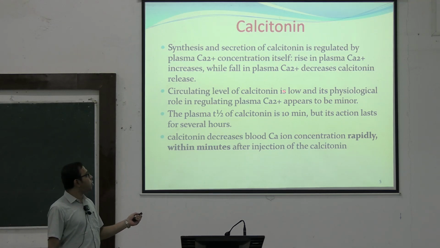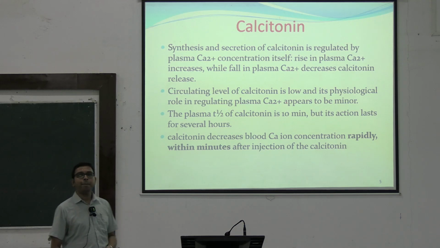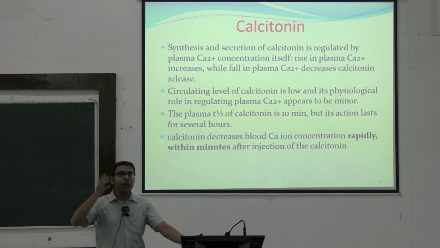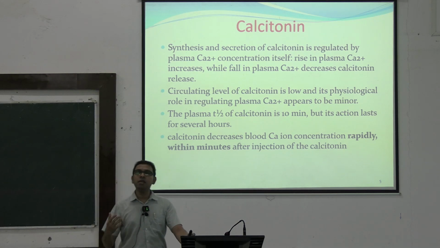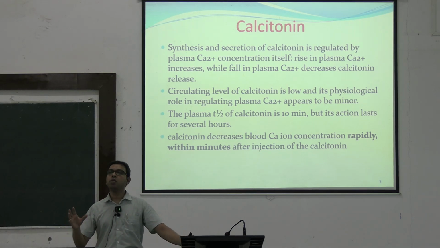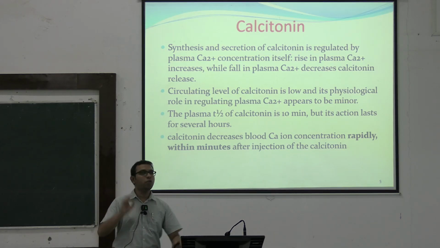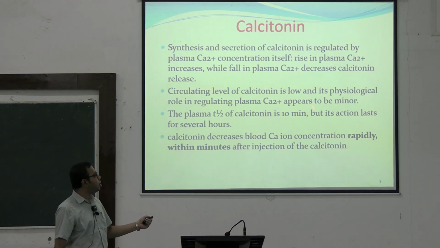Circulating levels of calcitonin are low, and its physiological role in regulating plasma calcium appears to be minor. Only when there is severe hypercalcemia do the actions of calcitonin become florid. When there is a very high calcium level, calcitonin secretion becomes more; otherwise the secretion is a minute amount. The plasma half-life of calcitonin is 10 minutes, but its action lasts for several hours.